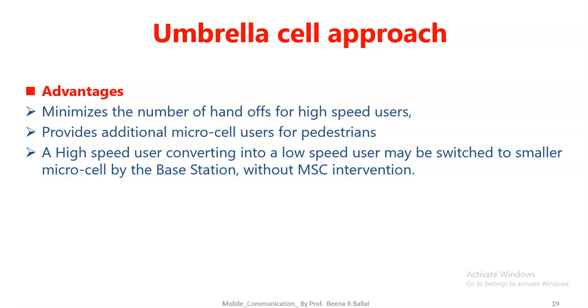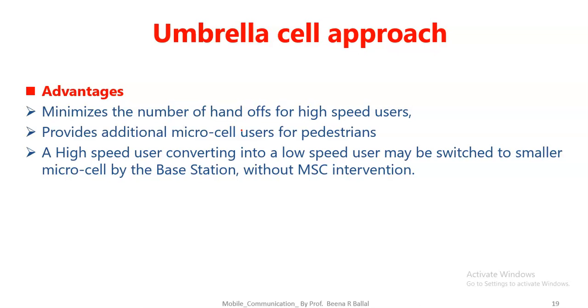So the umbrella cell approach is very important because the advantage is that it minimizes the number of handoffs for high speed users. If I had not had a separate provision for high speed and low speed users, I would have had many more handoffs for high speed users. And for pedestrians who are walking, who are traveling at a very small speed, these micro cells or smaller cells provide the coverage to those users.